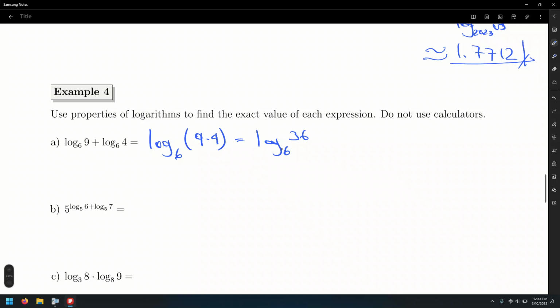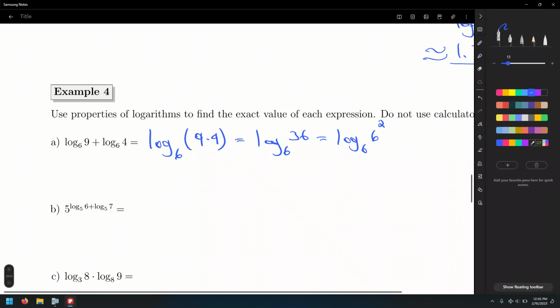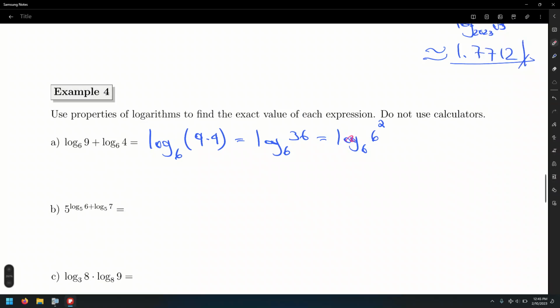In other words, our goal is to rewrite this number 36 as a power of 6, which is quite possible. That's log base 6 of 6 to the second power. And the idea here is to find the match between the base of the argument and the base of the logarithmic function. That is, log base 6 cancels the 6, and the final answer is 2, which is the same result that we would have obtained if we went back and forth between exponential and logarithm.